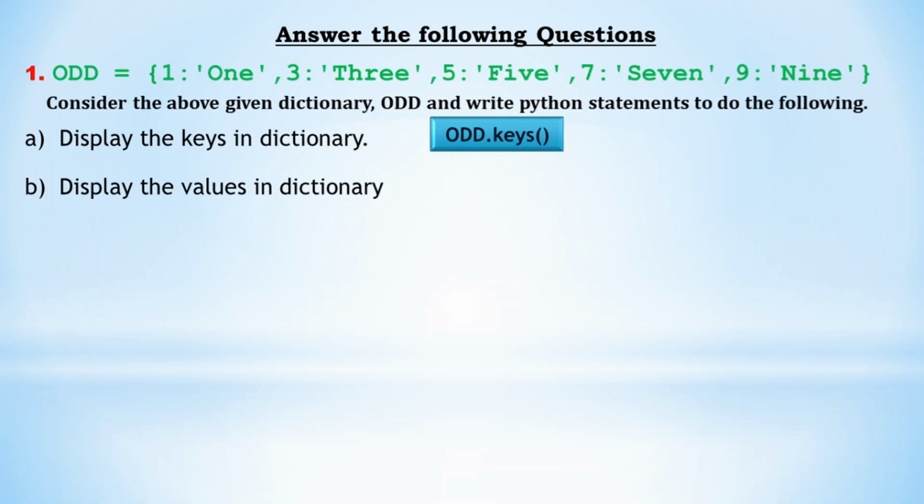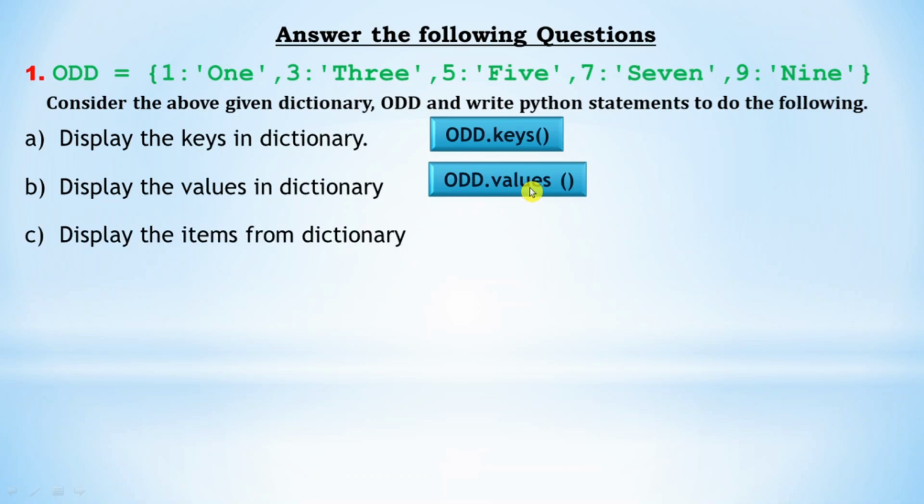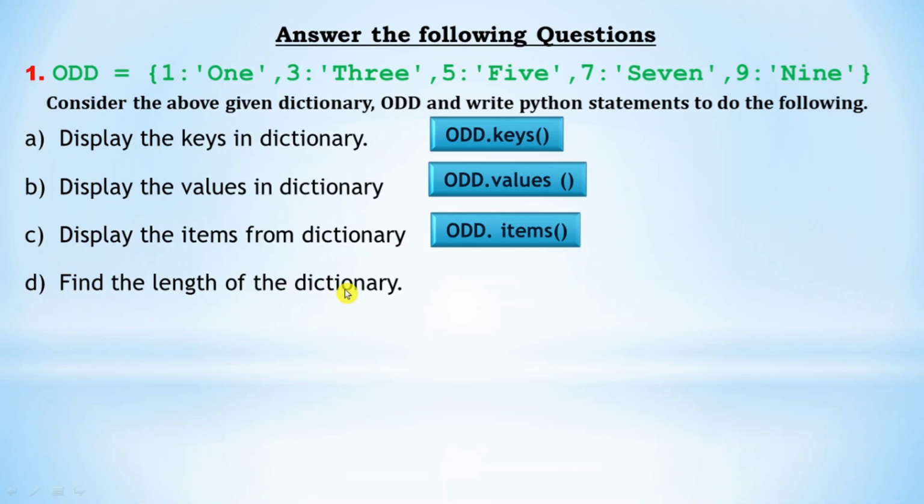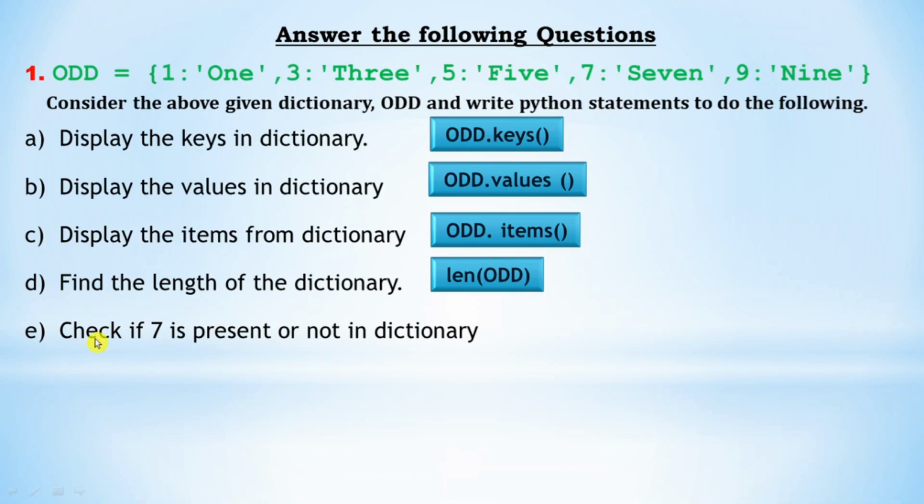The second question is to display the values in the dictionary. The answer is odd.values. The third question is to display the items from the dictionary. Odd.items. Find the length of the dictionary. The answer is len, and in brackets we give the dictionary name, len of odd. Next question, check if 7 is present or not in the dictionary. For that we have to use the membership operator in: 7 in odd. This statement returns either true or false. Since 7 is present in this dictionary, the result will be true.